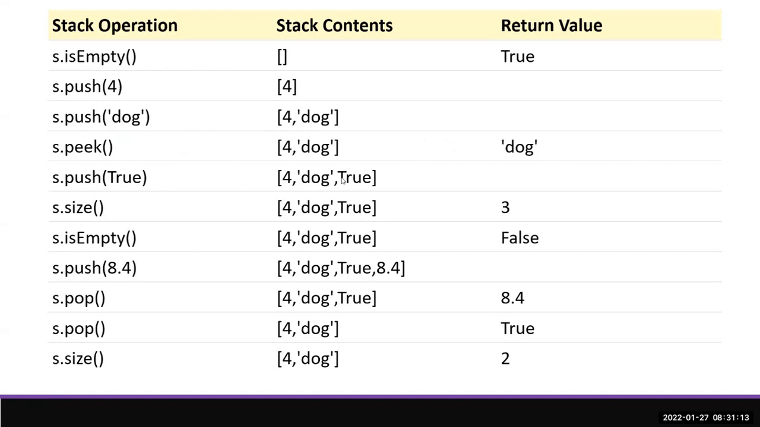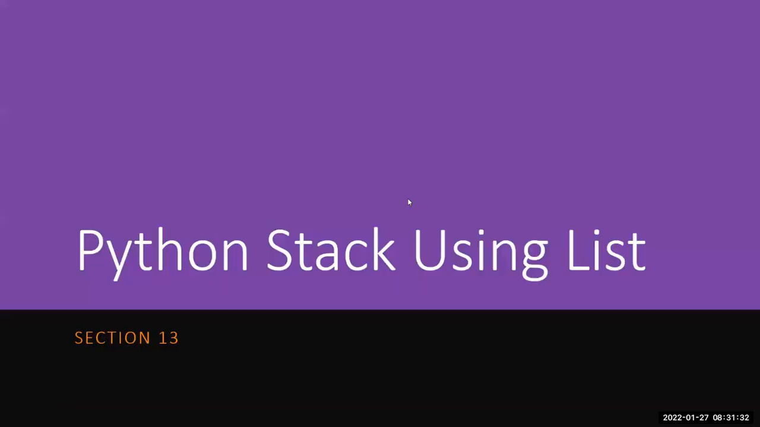We push true in, you will get 4 dog true. We check the size, now it's 3. We push 8.4 in, that would be 4 dog true 8.4. We pop 8.4 out, we pop true out. I'm sorry, we actually check the size of the list, it becomes 2. Okay, so those are the operations for a stack.